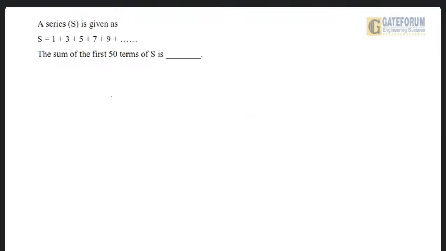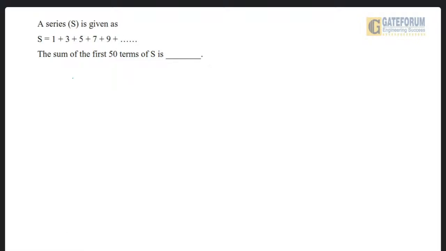The question is, a series S is given as S is equal to 1 plus 3 plus 5 plus 7 plus 9 plus etc. The sum of the first 50 terms of S is. This is from engineering mathematics, from the topic basics, that is arithmetic progressions, just basics of mathematics from 10th standard or 11th standard.